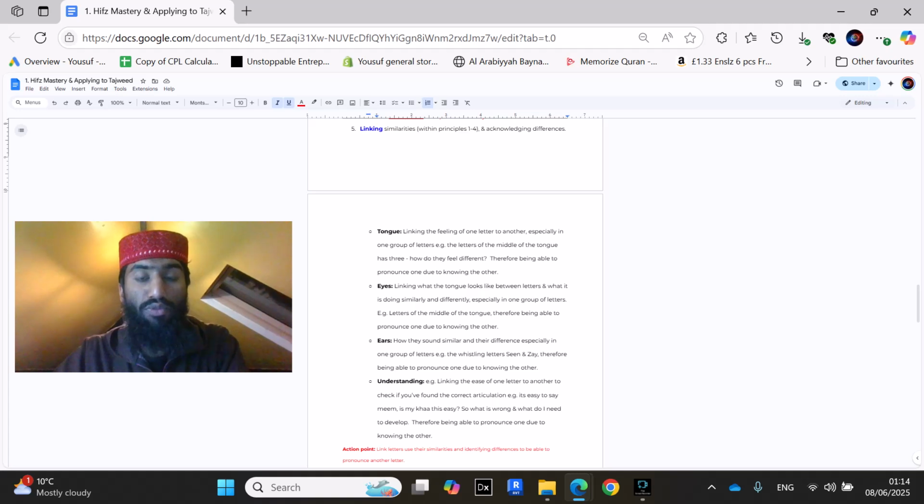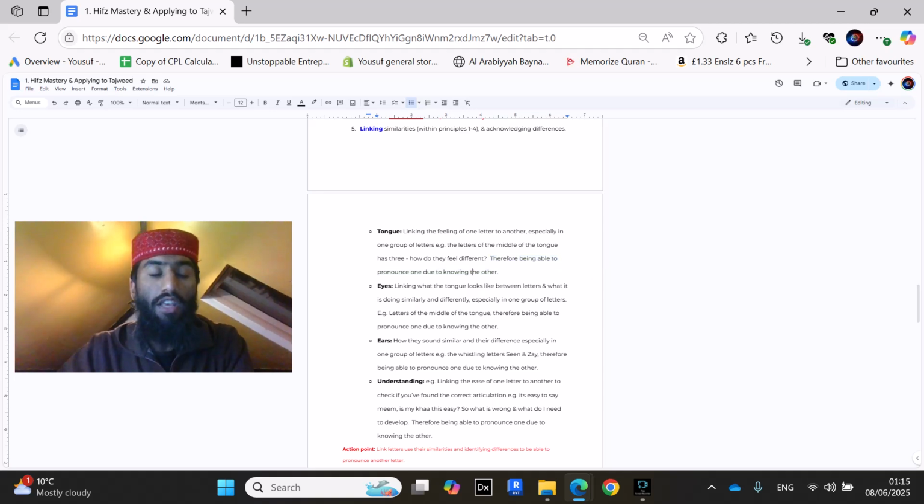5. Linking similarities with principles 1 to 4, and acknowledging the differences. So when it comes to the tongue, link the feeling of one letter to another, especially in one group of letters. For example, the letters of the middle of the tongue are 3 letters: Ya, Shin, and Jim. How do they feel different? What's different about them? Why are they in the same place? So, being able to pronounce one due to knowing another.